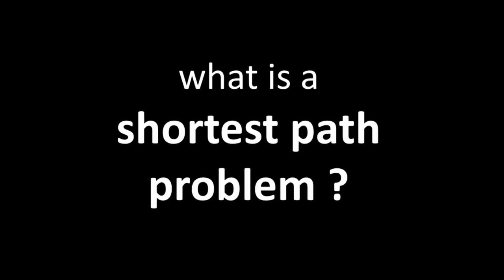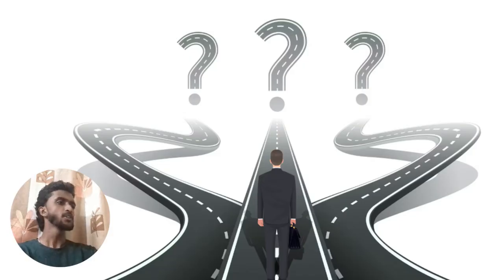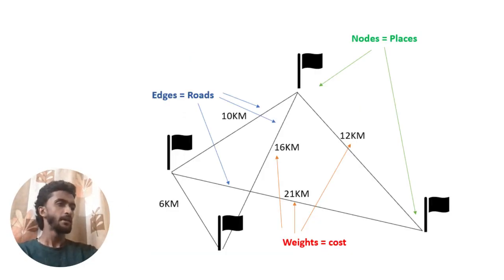First, let us understand what the shortest path problem is. The shortest path problem means we want to find the shortest or cheapest path from one place to another. We use a graph to show this. In a graph, nodes represent the places, edges represent the roads, and weights represent the distances or the cost.